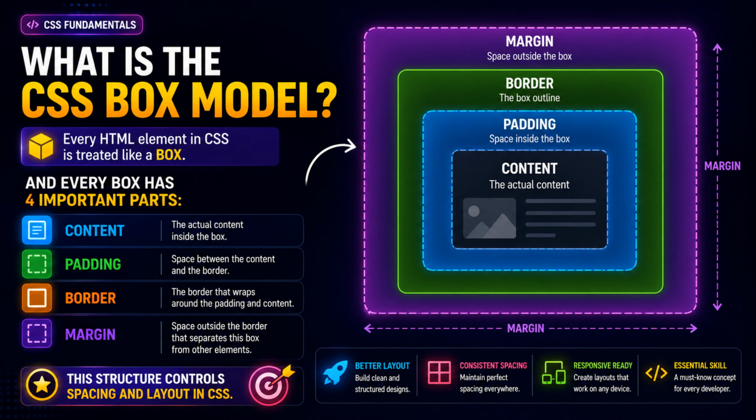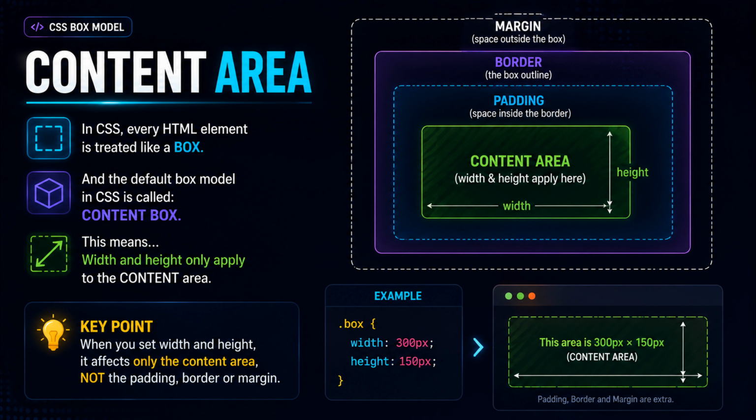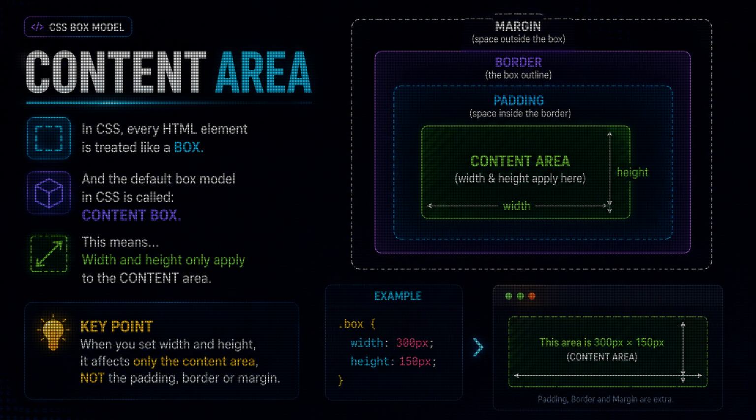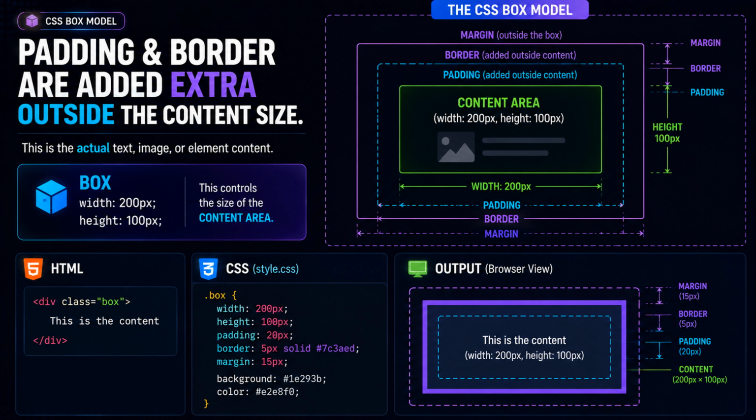Every HTML element in CSS is treated like a box, and every box has four important parts: content, padding, border, margin. This structure controls spacing and layout in CSS. In CSS, the default box model is called content-box. This means width and height only apply to the content area. Padding and border are added extra outside the content size.